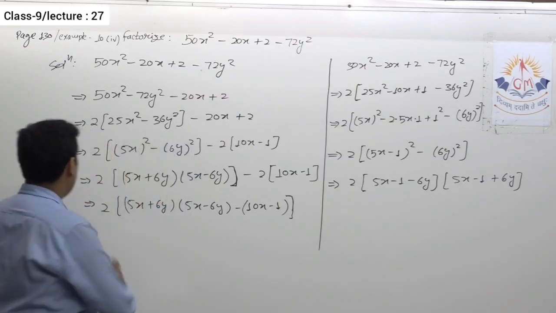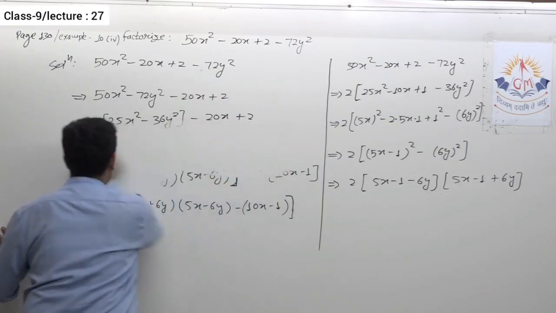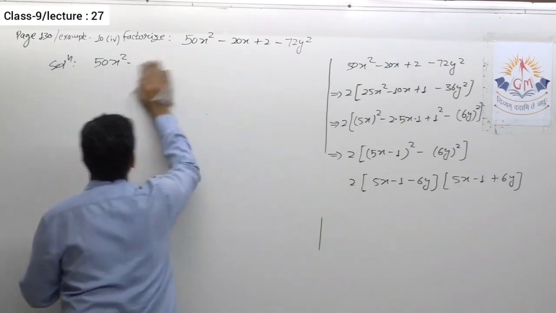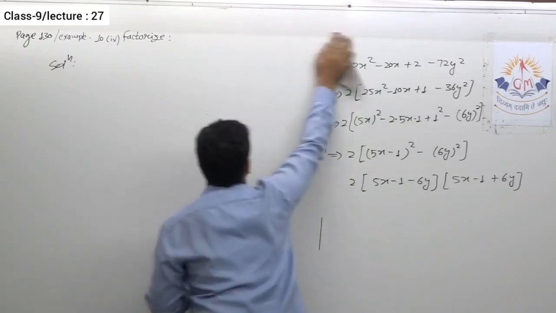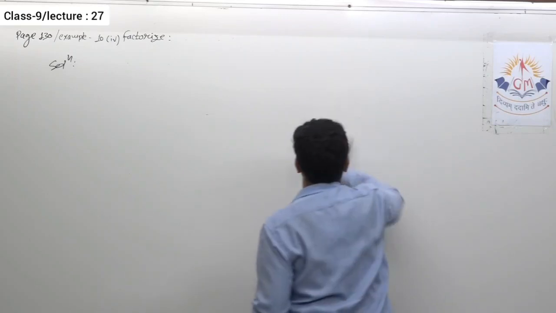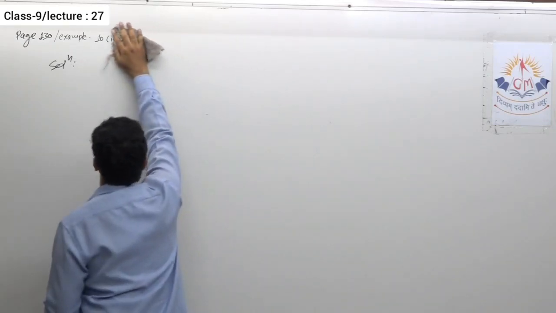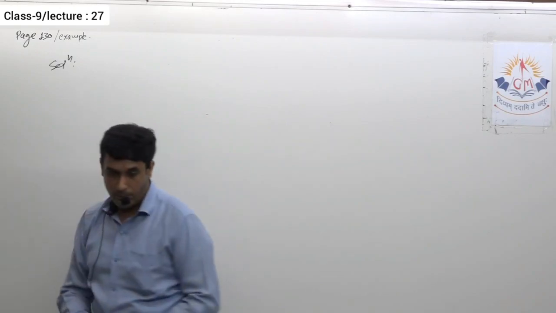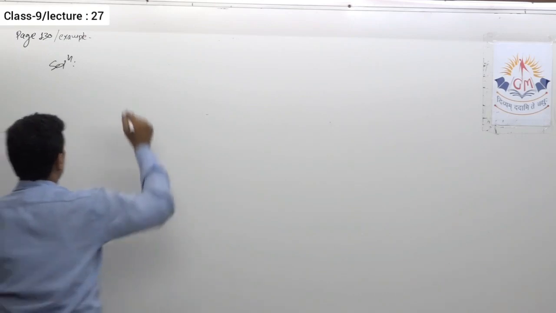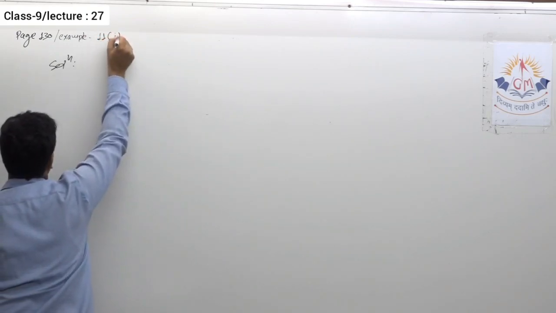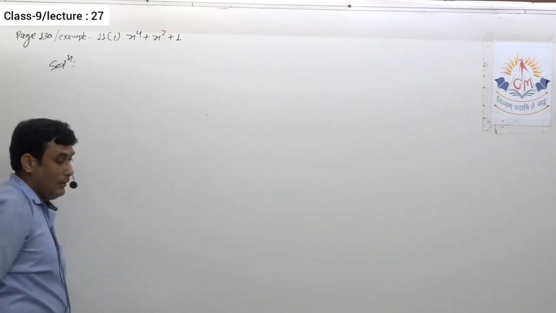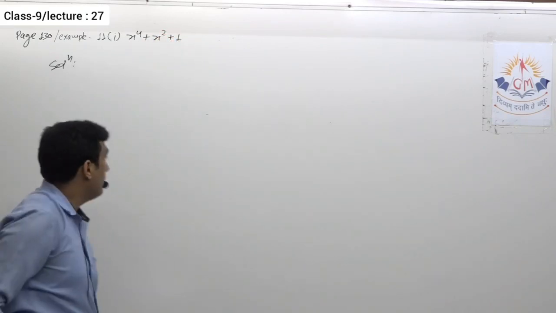Okay, now let us see example number 11. Page number 130, example number 11. First one: x raised to 4 plus x square plus 1. So we have to find the factors of this.